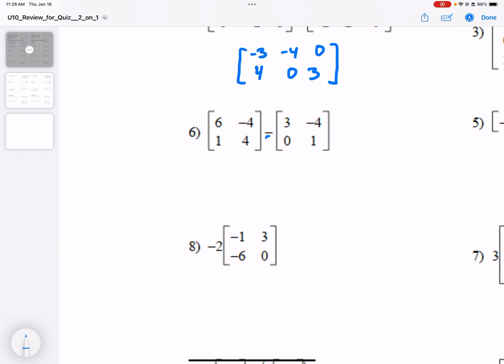2 by 2 and a 2 by 2, so we're good to go. We've got a subtraction, so we just need to make sure that we subtract. So 6 minus 3 is 3. -4 minus -4 is 0. 1 minus 0 is 1. And 4 minus 1 is 3. We're done.